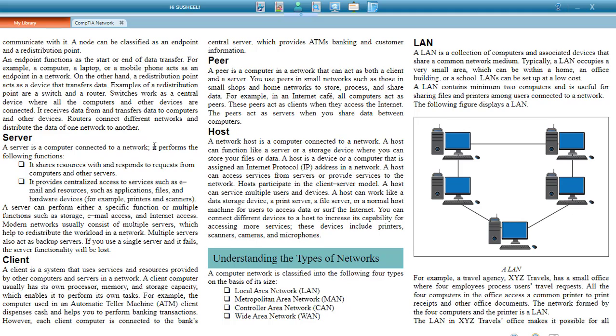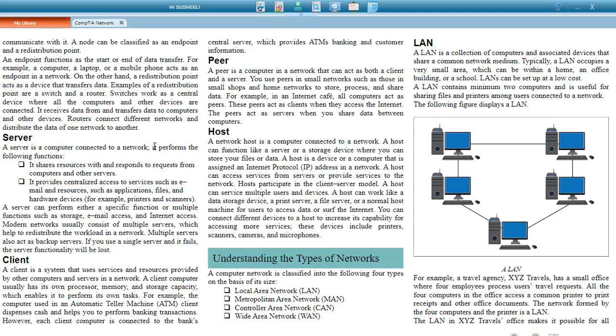A host can function like a server or a storage device where you can store your files or data. A host is a device or a computer that is assigned an Internet Protocol, IP, address in a network. A host can access services from servers or provide services to the network. Hosts participate in the client-server model. A host can service multiple users and devices.